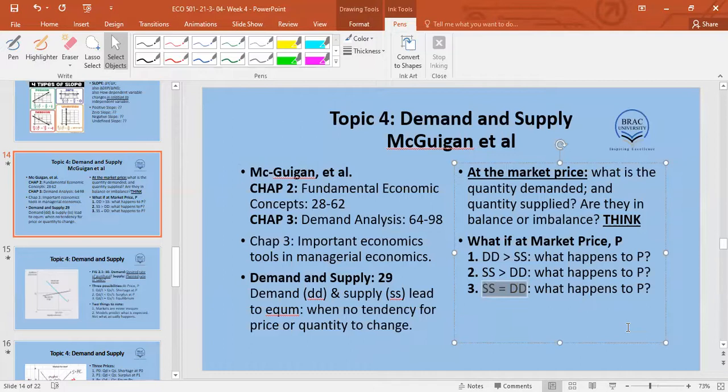If at the market price supply is equal to demand, will there be any change in the market price? No, sir. What happens if demand is more than supply? Price has a tendency to increase. People are willing to pay a higher price. If supply is greater than demand, there's a surplus in the market, and price tends to fall. If supply and demand are the same, the price remains unchanged.